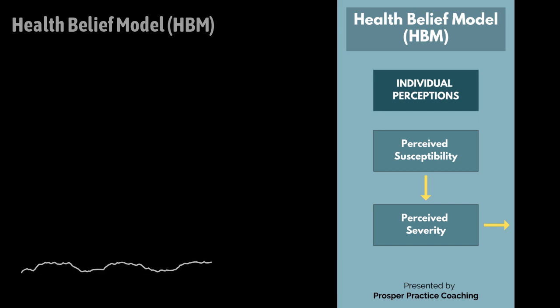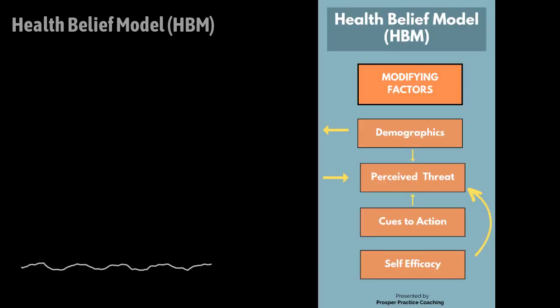Now, this leads us to modifying factors, including the demographics: the patient's gender, age, ethnicity, personality, socioeconomics, and overall knowledge. That's a pretty big field there. Now, the perceived threat combines those overall threats, which is influenced by someone's assessment of the likelihood of contracting and the severity of the problem. If you follow the arrows, this will make sense.